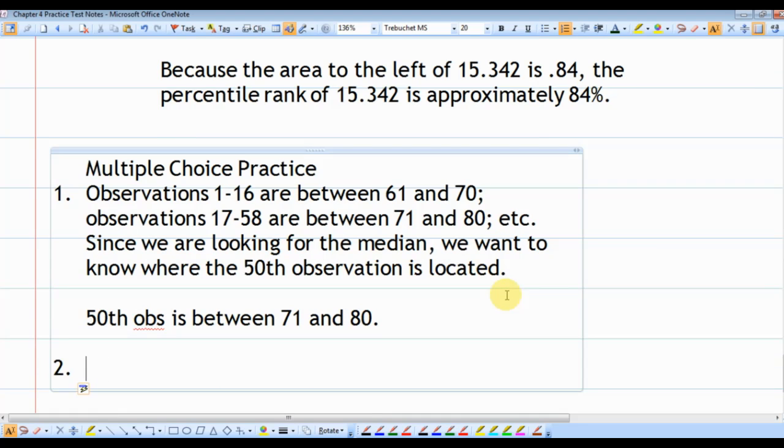Praying. Number 2. The distribution of actual weights of an 8-ounce chocolate bar produced by a certain machine is normal with a mean of 8.1 and a standard deviation of 0.1. I'm going to write those down now because I know that they're going to be important. The mean is equal to 8.1. The standard deviation is equal to 0.1.